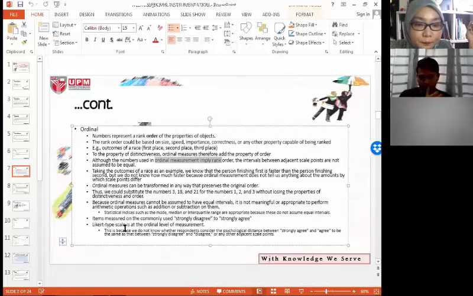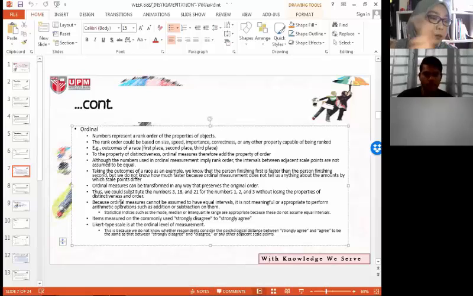Ordinal measures can be transformed in any way that preserves the original order. Therefore we could substitute the numbers 3, 18, and 21 for the numbers 1, 2, and 3 without losing the properties of distinctiveness and order. Because ordinal measures cannot be assumed to have equal intervals, it is not meaningful or appropriate to perform arithmetic operations such as addition or subtraction on them. In the ordinal case, we know that 1 is better than 2, 2 is better than 3, but since we do not know the intervals between them, and the intervals are not necessarily similar, we cannot apply arithmetic operations. We cannot get the mean because we do not know exactly the interval between 1 and 2, 2 and 3, 18 and 5.